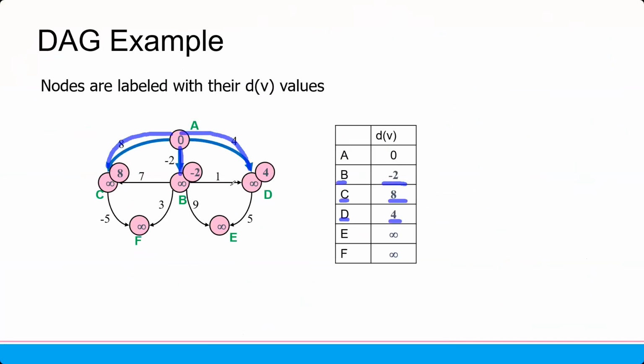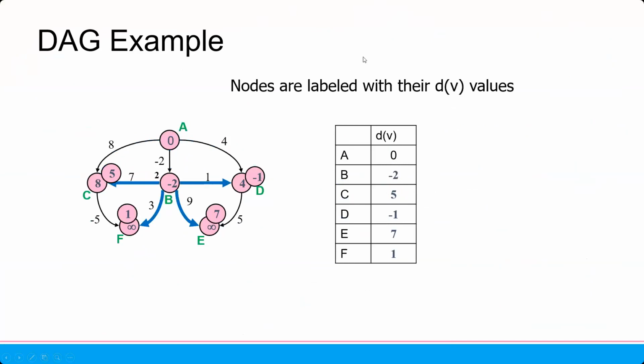Now I use the topological order. The topological order means after A, I will go to B, regardless of the minimum or the distance. So I go to B and then check from B what will be the possible edges to other nodes. So from B to C, I can update the distance from A to C: -2 + 7, which is 5. 5 is lower than 8. Then I update this one to 5.